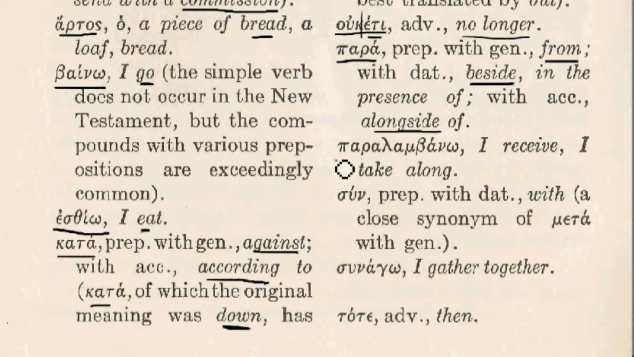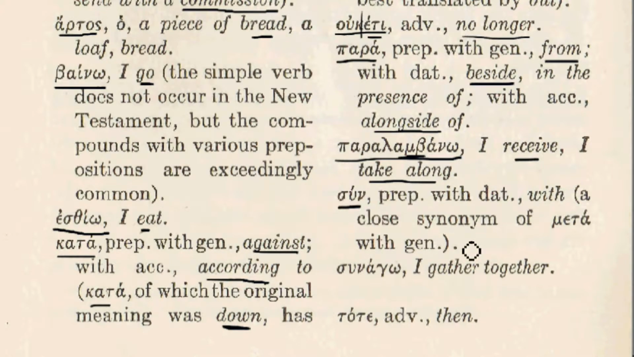Here's a good example of the word para used in combination with the verb. We already know lambano, I take or I receive. Paralambano would be the same idea, I receive, and it also implies a separate notion of I take along. I can take someone along with me. I might use the word paralambano in that case.